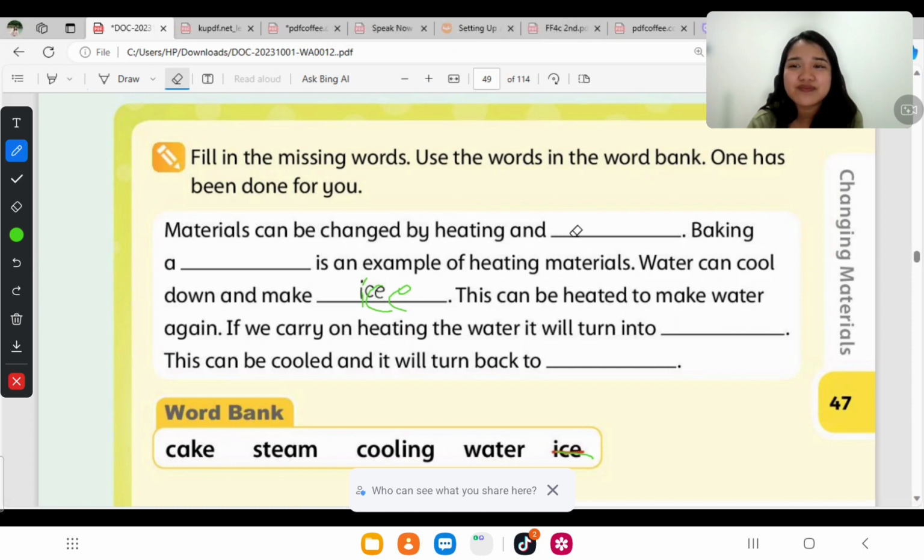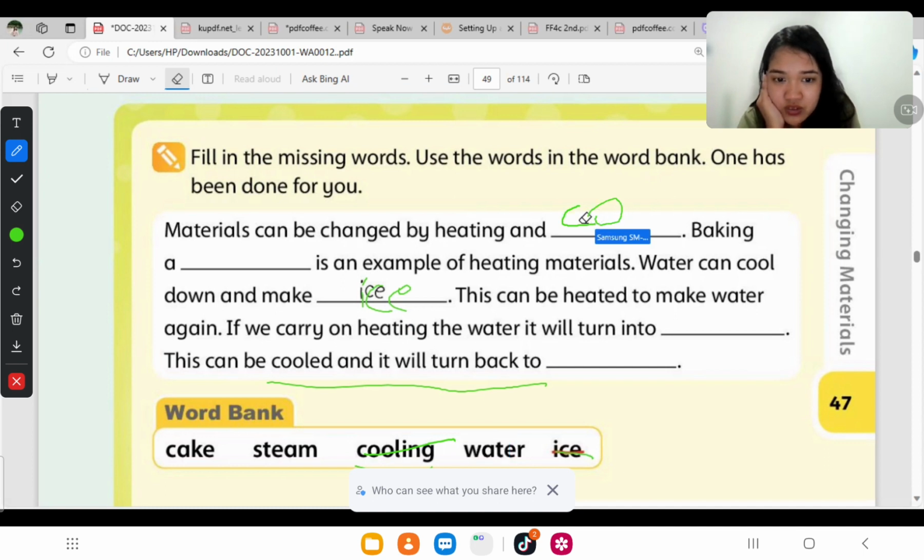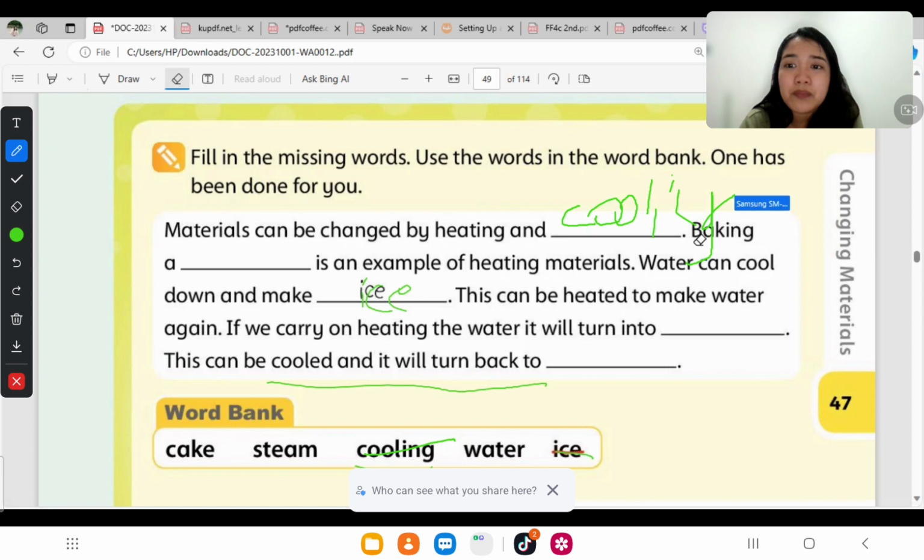Cooling. Can you please write it here? Cooling. Heating and cooling, yes, exactly. C-O-O-L-I-N-G. Okay. And here, baking a cake.